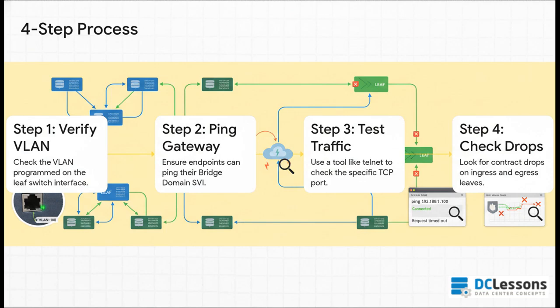Step 1, check the physical layer. Is the correct VLAN even programmed on the leaf port? Step 2, test local connectivity. Can each endpoint even ping its own front door, the ACI gateway? If it can't, the problem is local, between the server and its leaf. Step 3, and this is a big one, test the actual application flow. Your contract might allow web traffic on TCP port 80 but deny ICMP, so a ping will fail even if the app works. Use a tool like Telnet to check the specific port. And finally, if all of that checks out, it's time to go hunting for drops.